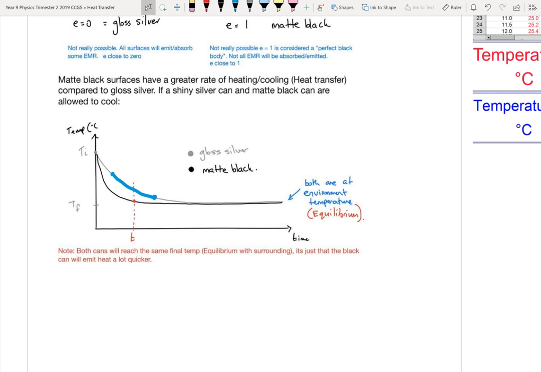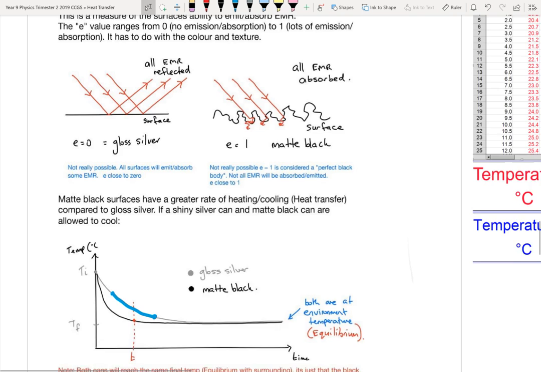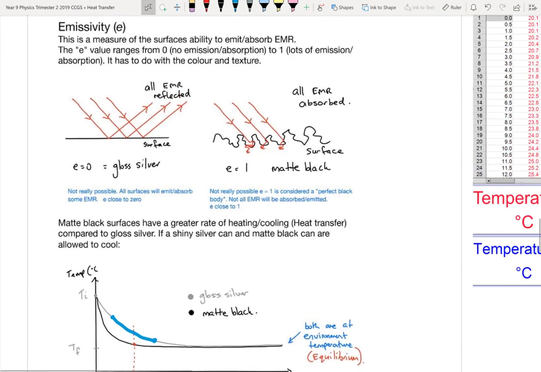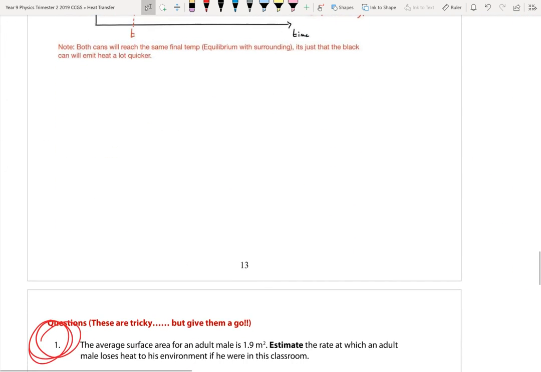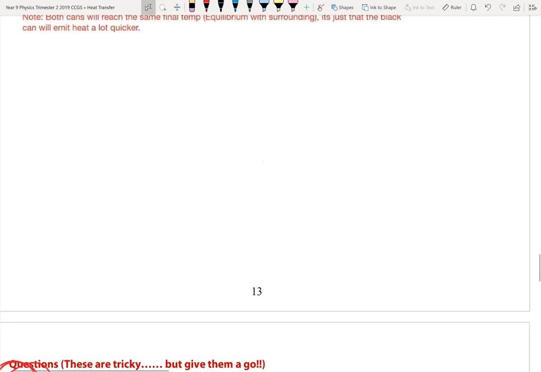Have we plateaued yet? No, still dropping. Okay, well, that's a shame because I want to use that example. Guys, at the bottom of page 13, do you have some blank space? Yes, you do. Go to the bottom of page 13, please.